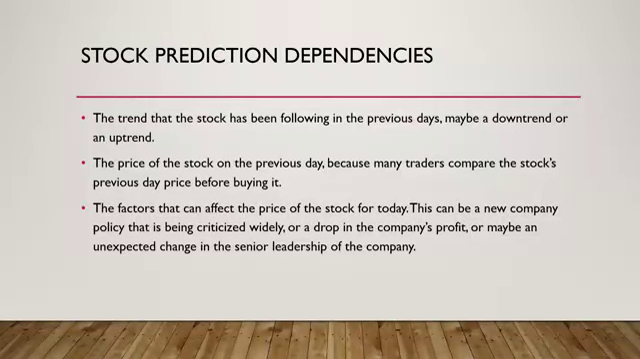So in stock prediction, one major thing is that there would be multiple input factors, and the second is that a lot of historical data needs to be analyzed to understand how these stock prices change over a period of time. So let's understand what the important things are if you have to make predictions. One is the trend that the stock has been following in previous days. It could be a downtrend or an uptrend.